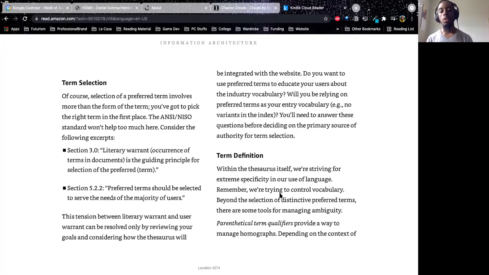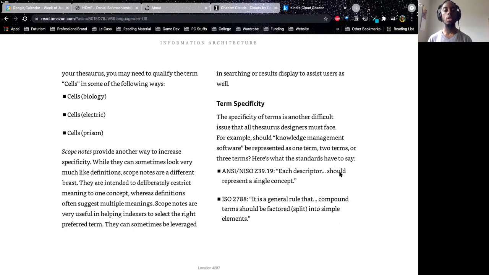Term definition. Within the thesaurus itself, we're striving for extreme specificity in our use of language. Remember, we're trying to control vocabulary. Beyond the selection of distinctive preferred terms, there are some tools for managing ambiguity. Parenthetical term qualifiers provide a way to manage homographs. Depending on the context of your thesaurus, you may need to qualify the term cells in some of the following ways: cells such as biology, electric, or prison. Yeah, so a great example right there.